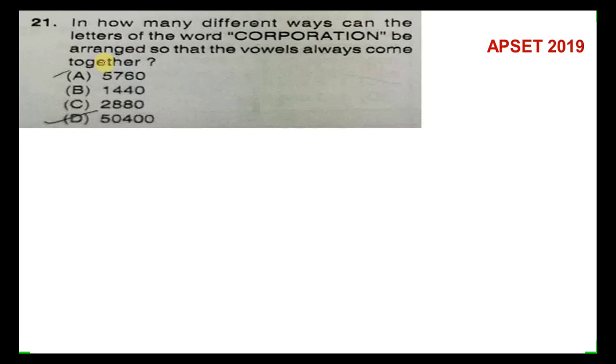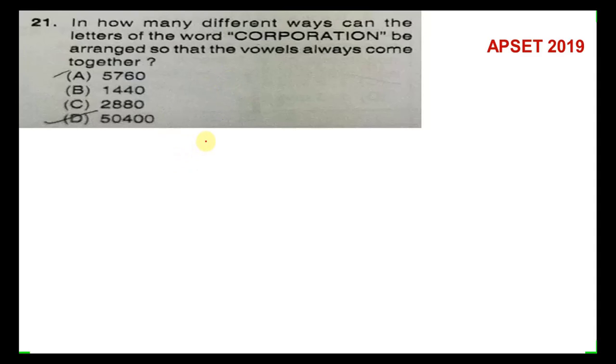In today's video lecture, we will see some of the solutions of the APSET 2019 Computer Science question paper. See question number 21: In how many different ways can the letters of the word CORPORATION be arranged so that the vowels always come together? We have to find out in how many ways we can arrange the letters so that the vowels become together, using the string CORPORATION.